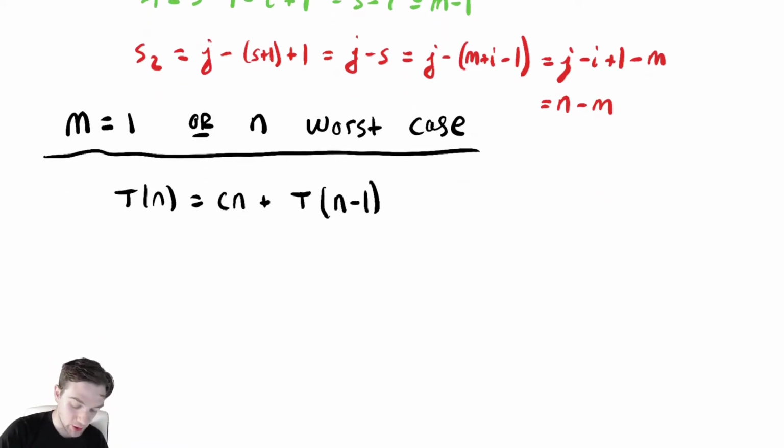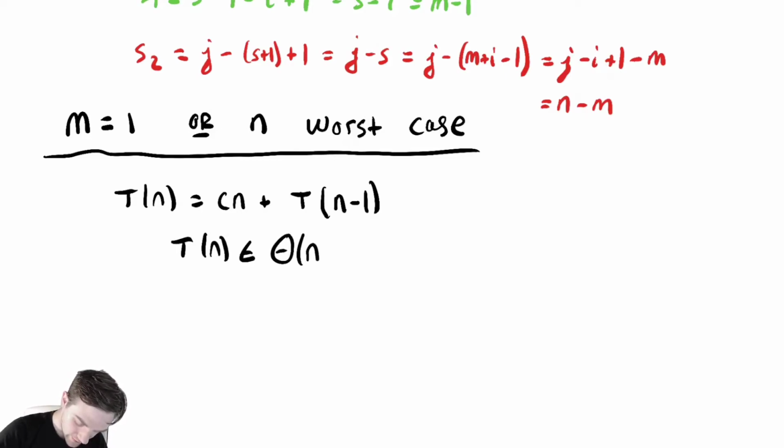So we get a recursion relation that we've seen 100 times. I may not have solved it here, but I've told you what this exact thing evaluates to. T(n) is in theta of n squared, which is very unfortunate. But that's bound to happen.